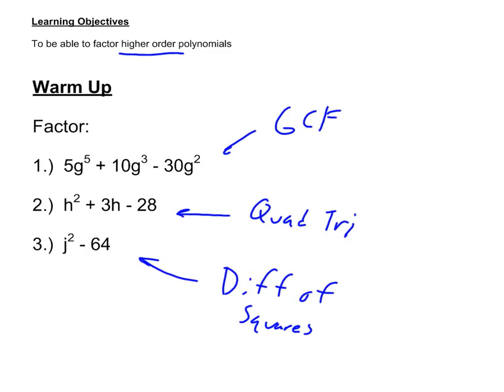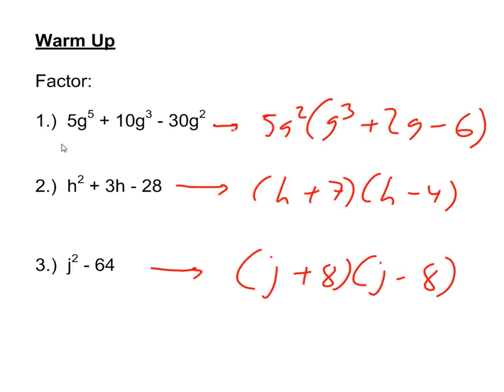And if you correctly factor them, they will turn into this. The first one has a greatest common factor of 5g squared, leaving you with g to the third plus 2g minus 6. The second is a quadratic trinomial, which factors into the product of 2 binomials, h plus 7 and h minus 4. The third is a difference of squares that factors into the product of 2 binomials, j plus 8 times j minus 8. So this is what we already know how to do.